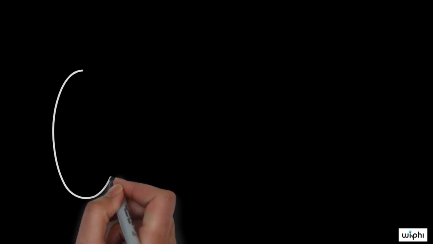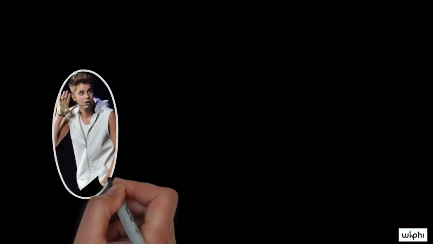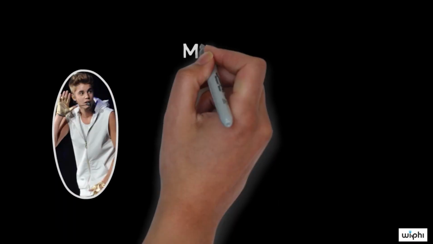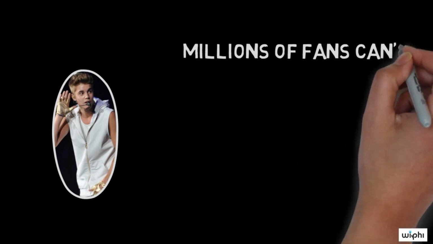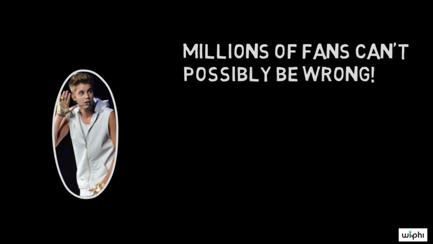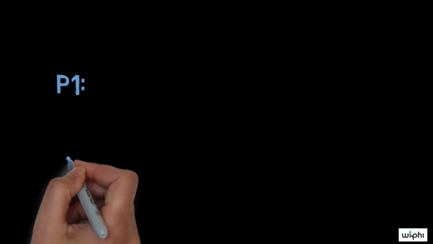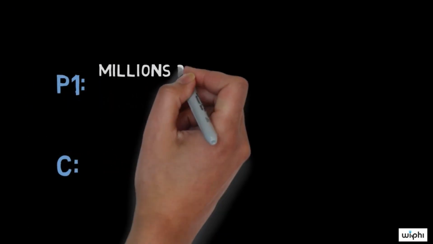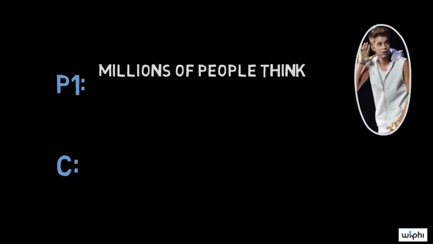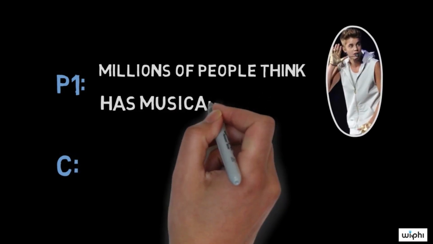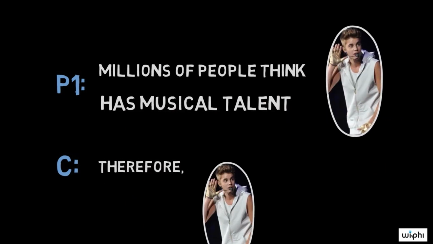Suppose you and your friend are arguing over whether or not Justin Bieber has any musical talent. Your friend says, "Of course he has musical talent. Millions upon millions of fans can't possibly be wrong." If you wanted to formalize your friend's argument, it would look something like this. Premise 1. Millions of people think Justin Bieber has musical talent. Conclusion. Therefore, Justin Bieber has musical talent.